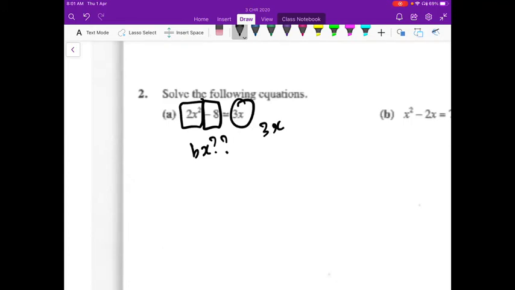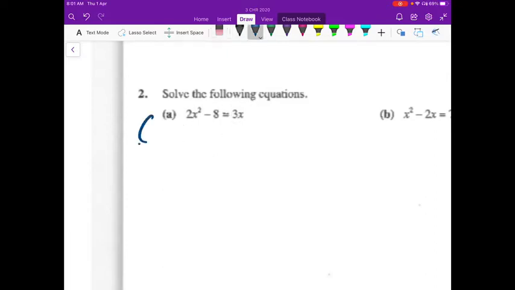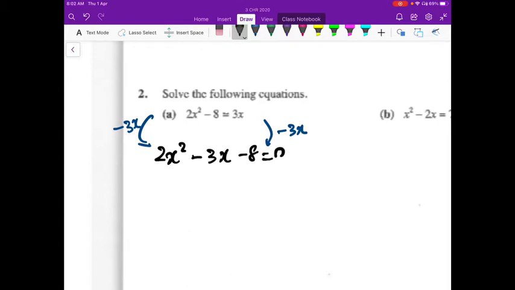Then how do I get rid of the 3x and at the same time make a bx appear on the left hand side? Yeah, you minus 3x on both sides. So let us do that. Minus 3x, minus 3x. So we end up with 2x squared minus 3x minus 8, and now this is equal to 0. I'd rather write minus 3x first because the x term comes next. And we have the same structure now, ax squared plus bx plus c equal to 0.